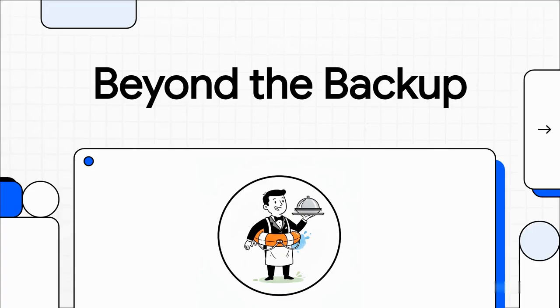So you think you're safe, right? You've got backups, but what if I told you that's, well, not nearly enough? Today, we're going way beyond just having a backup. We're going to explore what true data resilience on Google Cloud actually looks like and why a real, tested strategy is the only thing that's going to save you when things really go sideways.